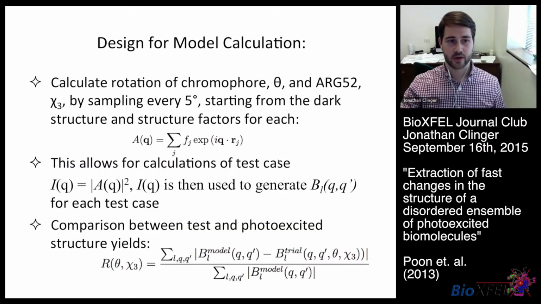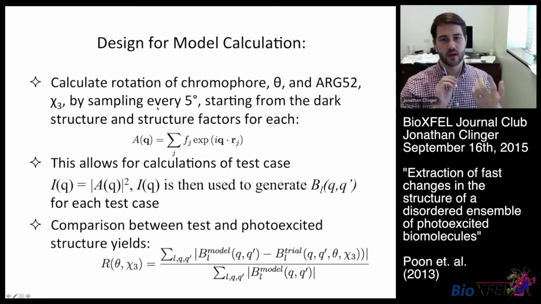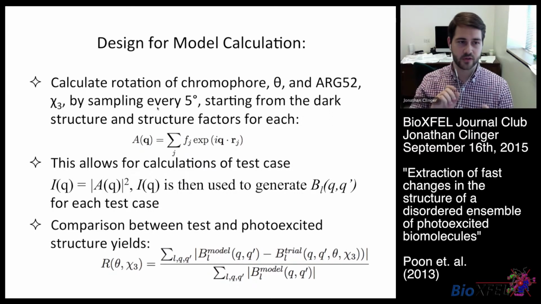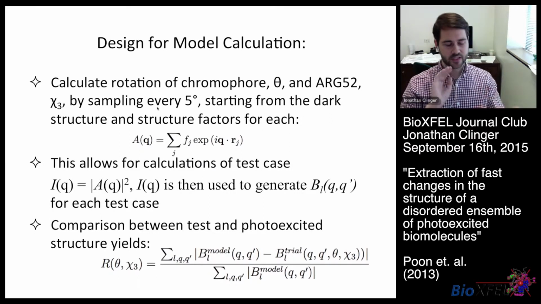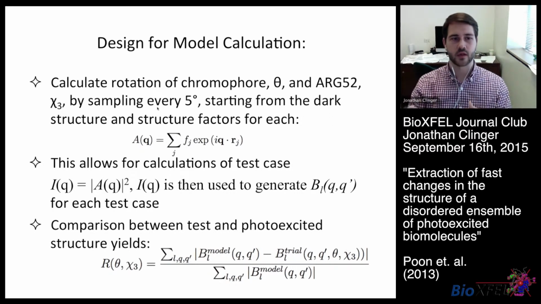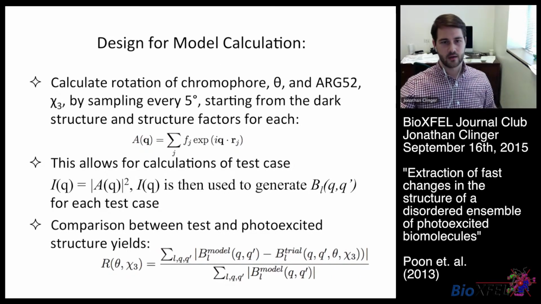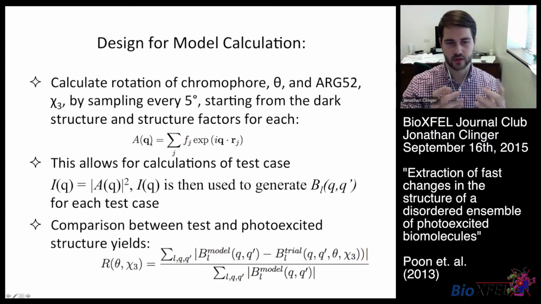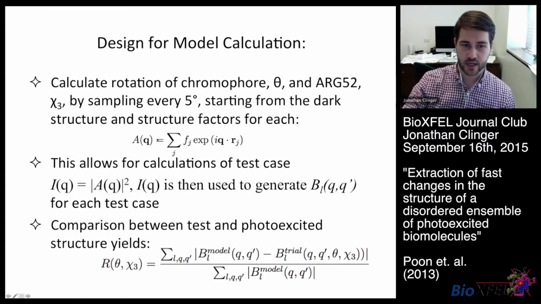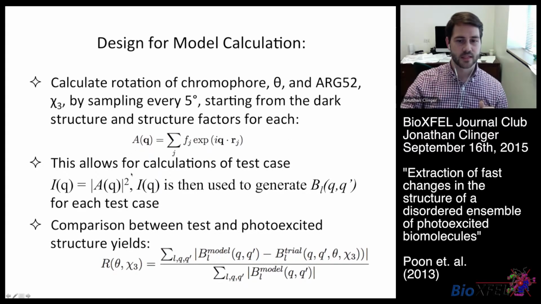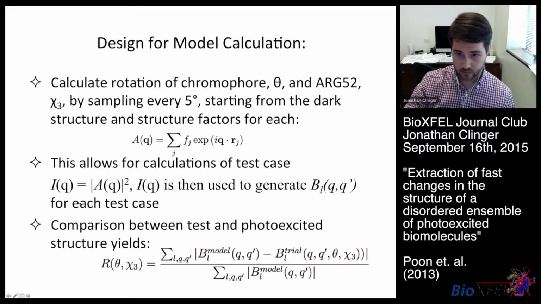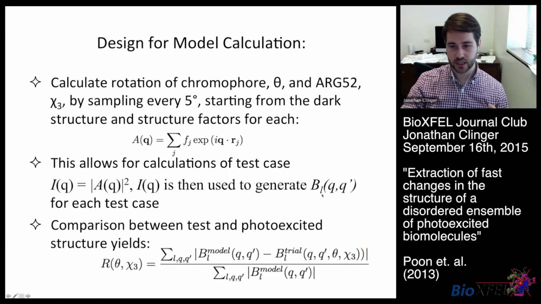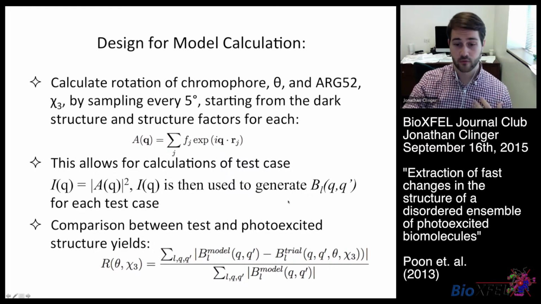The design for model calculation is they ran test cases where they calculate the rotation of the chromophore theta and arginine 52 chi3 by sampling every 5 degrees. They walked both of them around, starting from the dark structure, and then took structure factors for each 5-degree iteration, which got them to this A structure factor value. This allows for calculations of the test case to get I(q). And then from I(q) you get the B factor for each test case.